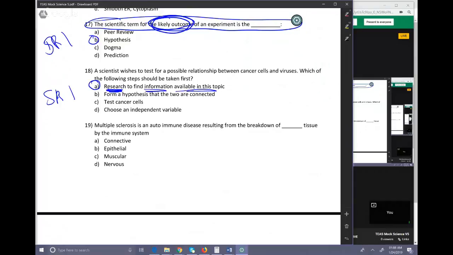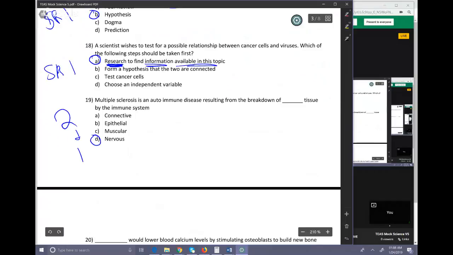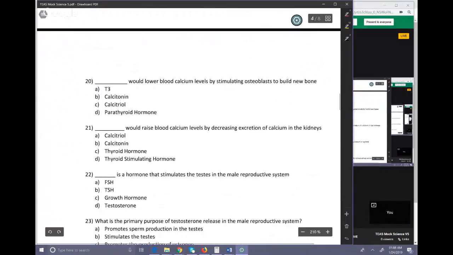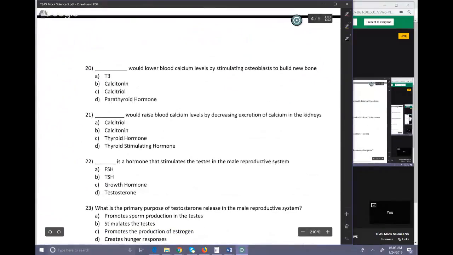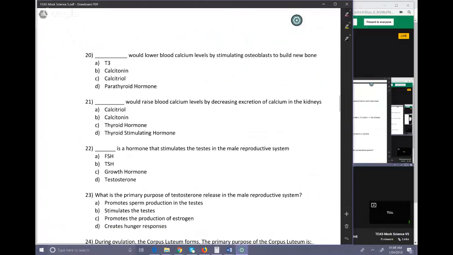19, multiple sclerosis is an autoimmune disease resulting from the breakdown of nervous tissue. That's from Anatomy 2, but also Anatomy 1, because autoimmune is discussed in Anatomy 1. Number 20, blank would lower blood calcium levels by stimulating osteoblasts to build new bone.